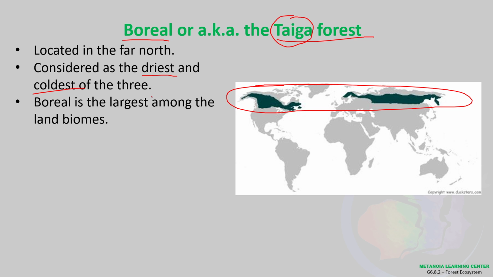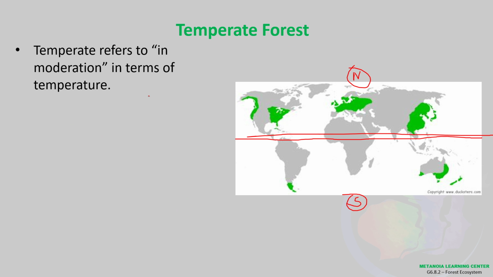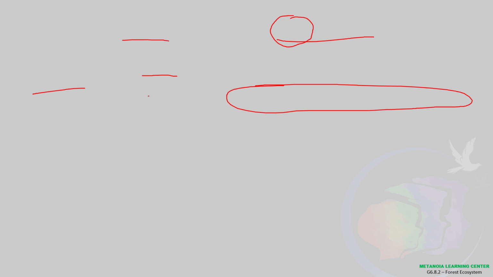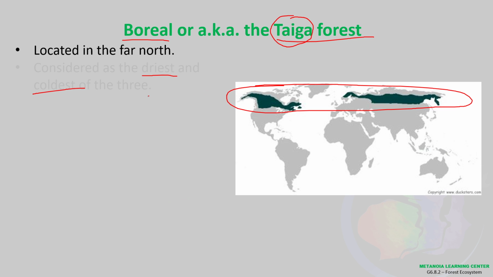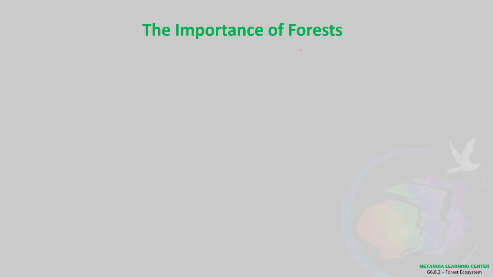Okay, so mga basic information lang yan. We have 3. Yun na yung kanina, balikan natin. The temperate, we have the tropical rainforest, and the boreal. Okay, yan ang tatlong basic. Another name for boreal is the Taiga forest. Okay, the importance of forest.